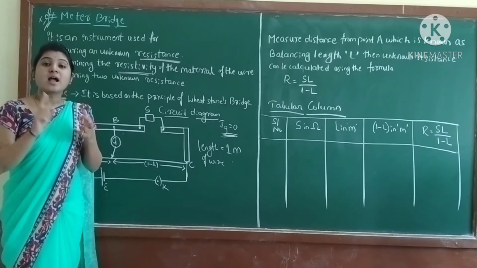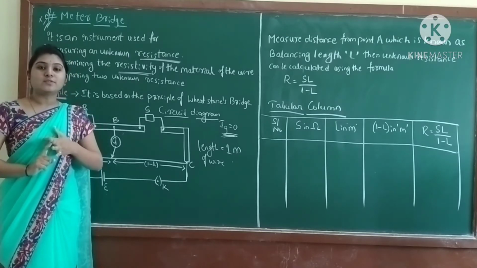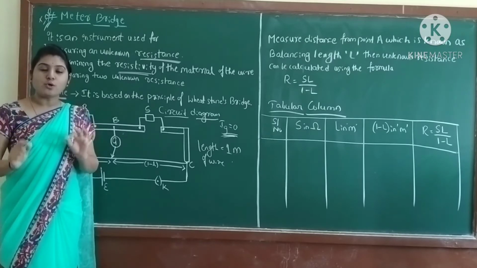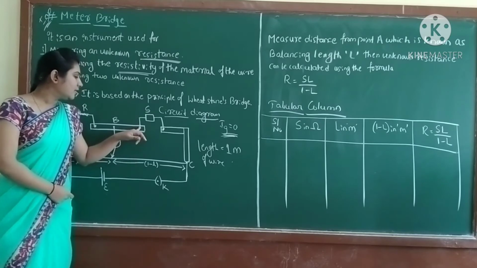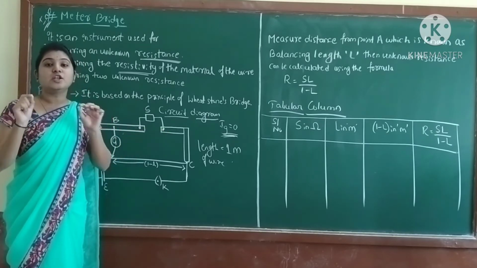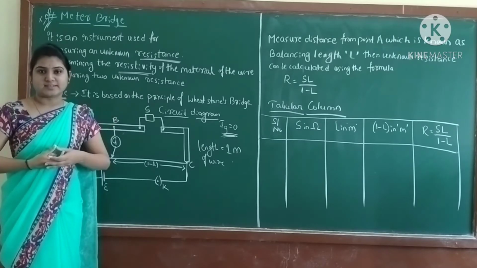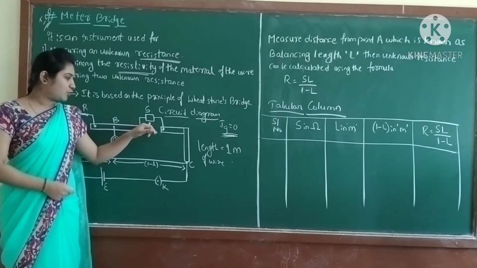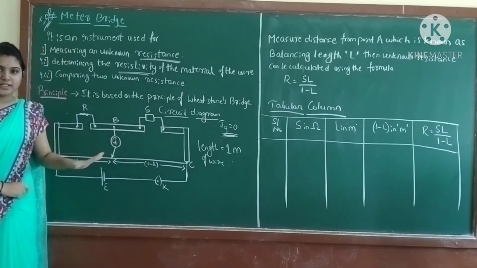What I told? Unknown. We don't know the value of that resistor. So I told you unknown resistor. Again in this point and this point we are connecting the known resistor. That means standard resistance we are putting here. So I am telling you the connection here now.